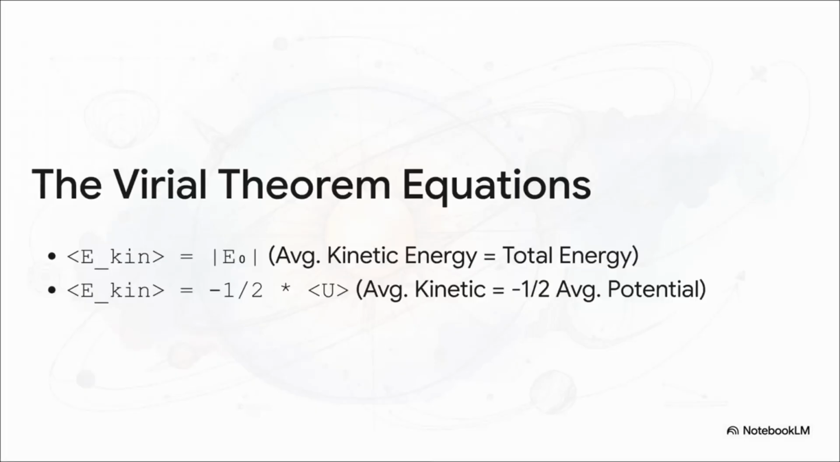So here are the results in equation form. For any stable, gravitationally bound system, the average kinetic energy turns out to be equal to the absolute value of the total energy. But even more famously, the average kinetic energy is always equal to negative 1/2 of the average potential energy. This fixed 2-to-1 ratio between the average kinetic and potential energy is a direct consequence of gravity's inverse square law, and it gives astronomers a powerful diagnostic tool.